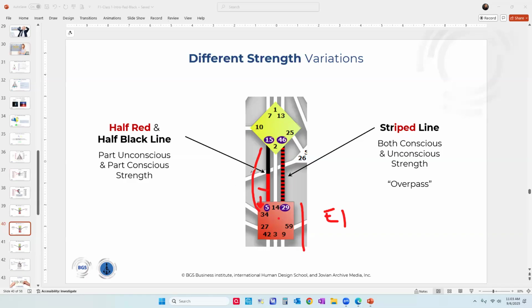So it's that kind of difference. And then over here on this side, we can have a striped configuration, where essentially what this is telling us is that the person has the strength of the 2946, but they have it both conscious and unconscious. And this creates sort of an overpass effect. So they're going to know it, but there's also this unconscious aspect of it as well that's also showing up for them.